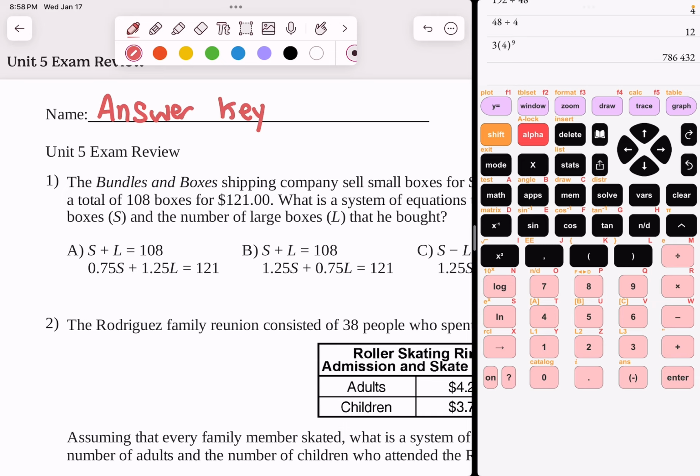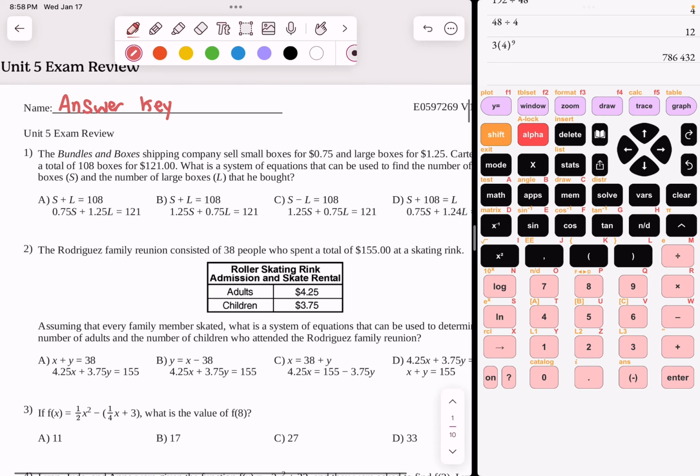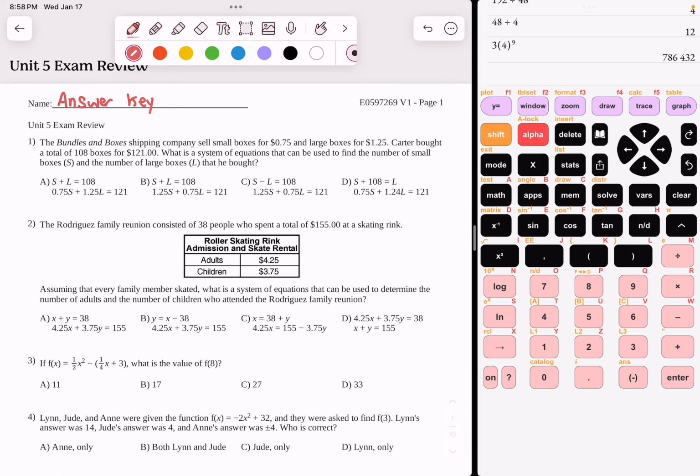All right, let's look at number 1. The Bundles and Boxes Shipping Company sells small boxes for 75 cents and large boxes for $1.25. Carter bought a total of 108 boxes for $121. What is the system of equations? Remember, a system of equations means two equations that can be used to find the number of small boxes S and large boxes L that he bought.